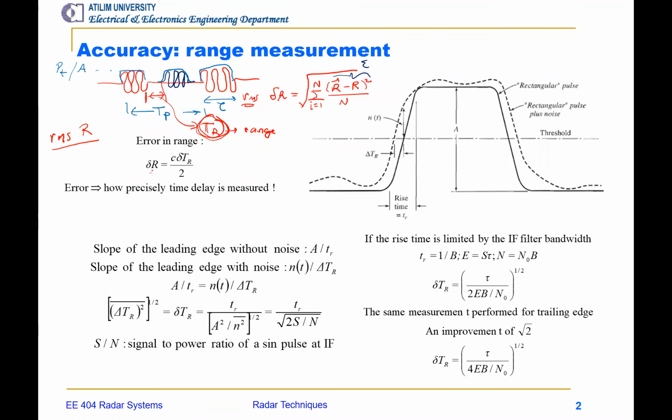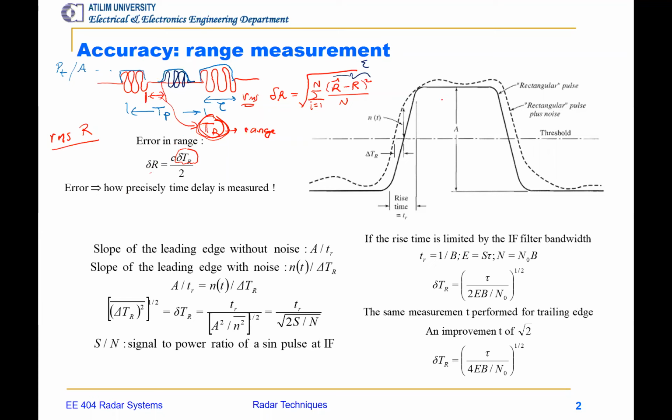So here delta R corresponds to this RMS distance error. And this is proportional to the error in time. Why? Because of the error due to the noise.